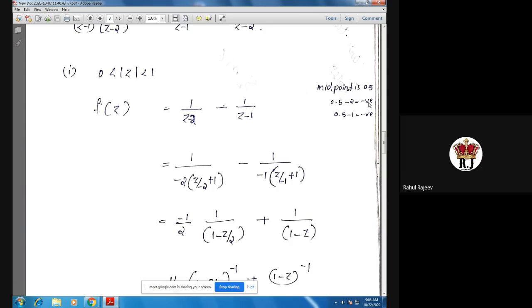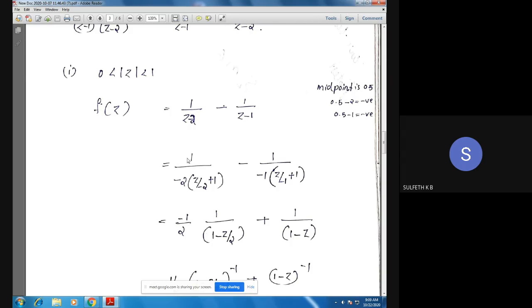Then z minus 1. Here also we can substitute the value of z by 0.5. z minus 1 will become 0.5 minus 1. This is also a negative value. Right?